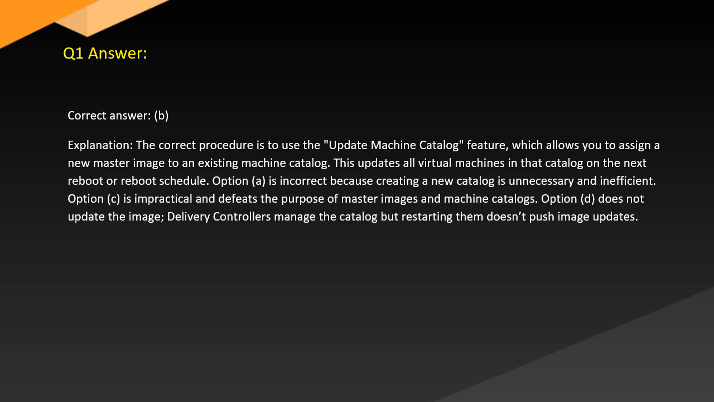Option A is incorrect because creating a new catalog is unnecessary and inefficient. Option C is impractical and defeats the purpose of master images and machine catalogs. Option D does not update the image. Delivery controllers manage the catalog, but restarting them doesn't push image updates.